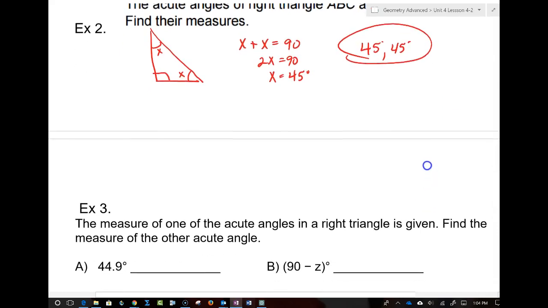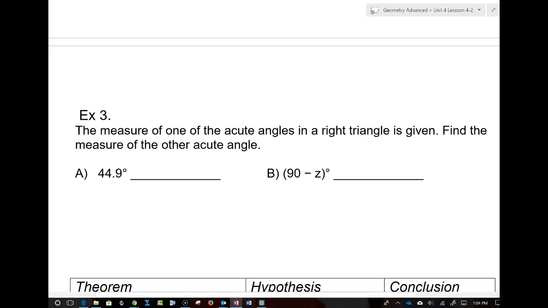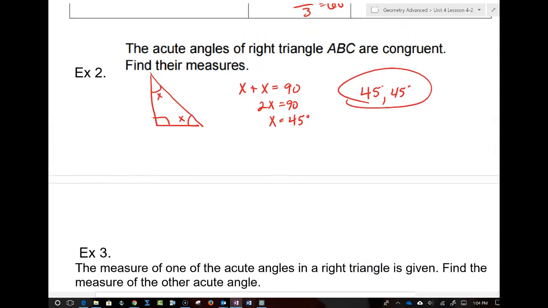Now, at the other problems right here in example 3, it says the measure of one of the acute angles in a right triangle is given. Find the measure of the other acute angle. Yes, Jason. Well, when people like 45 equals A equals C. If you draw the thing and then say B is the right angle, and A is C, you said 45 equals A.